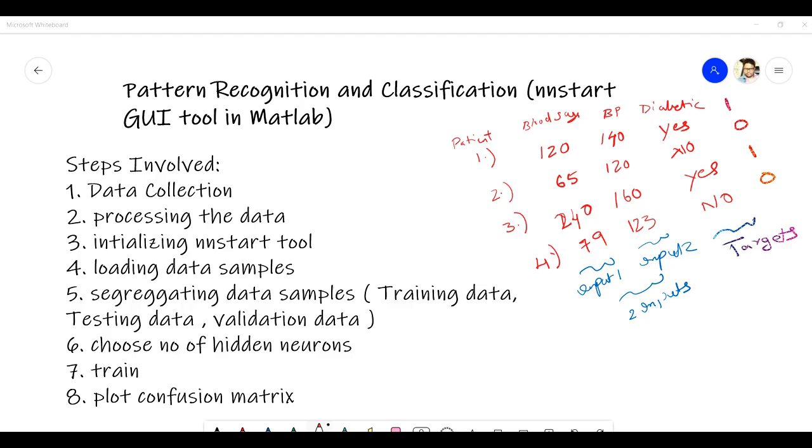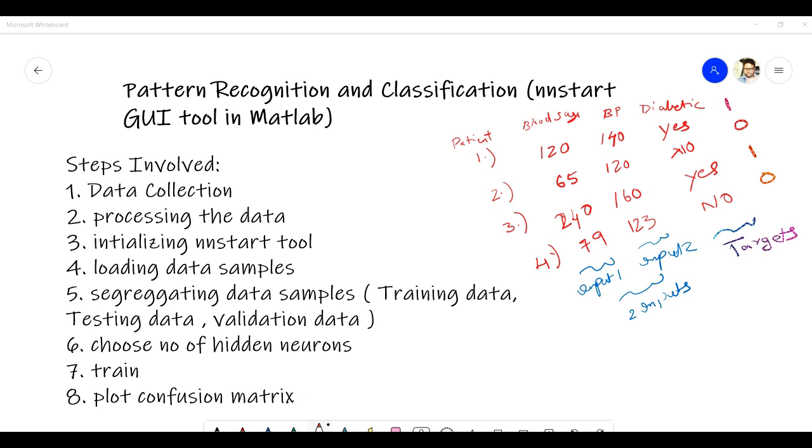Today our topic is pattern recognition and classification by using the NNSTART tool in MATLAB. There are some steps involved in this task. They are: first we have to collect the data, and after collecting the data we have to process the data, and after processing the data we have to initialize the NNSTART tool in MATLAB.